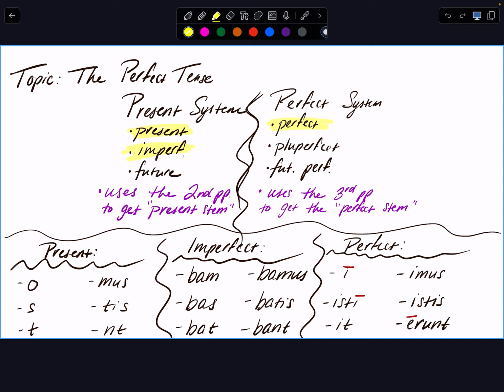Okay, if we were to conjugate one verb in all of the tenses, you would see how clear it is. We'll do it with a verb that we know, in just the tenses that we know, so you can see how that works. But okay, let's not belabor the point.